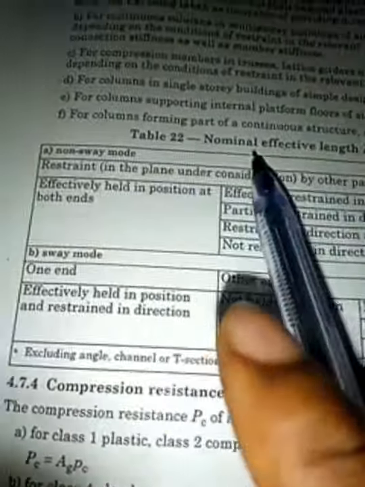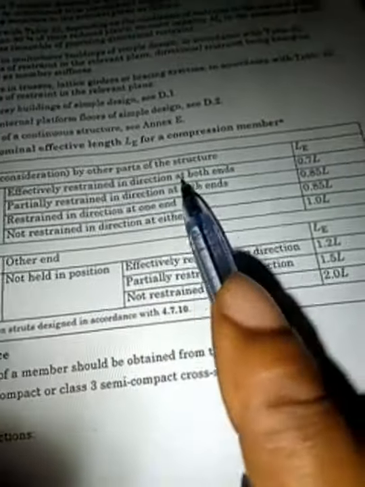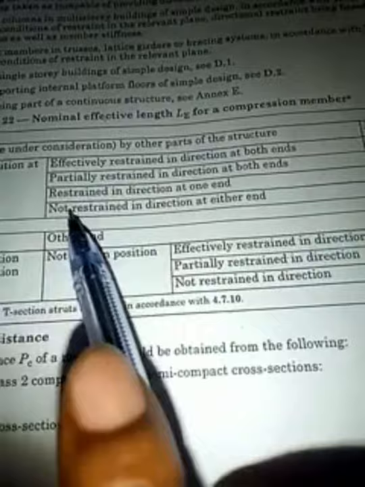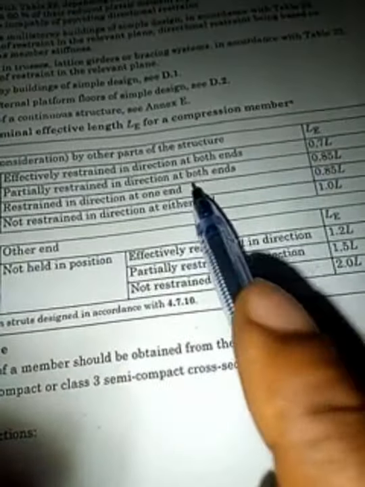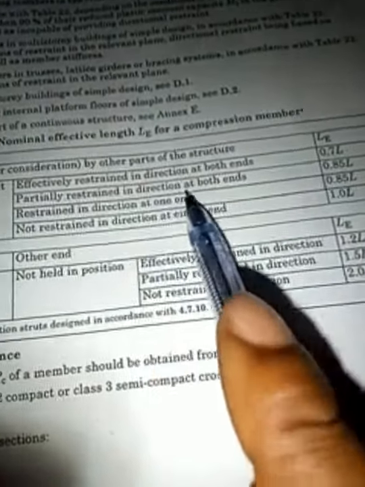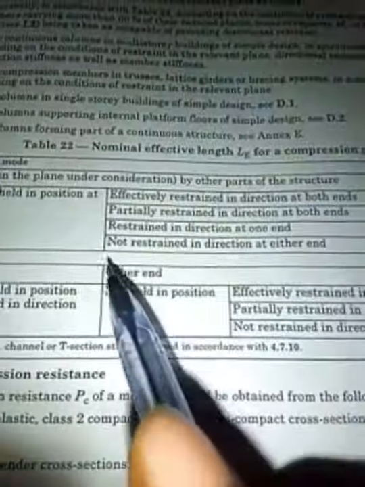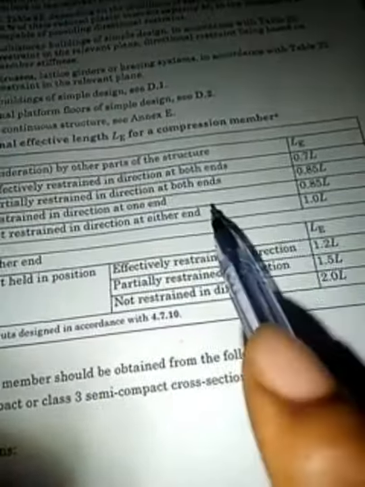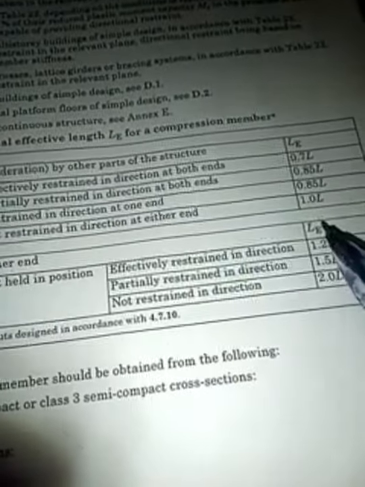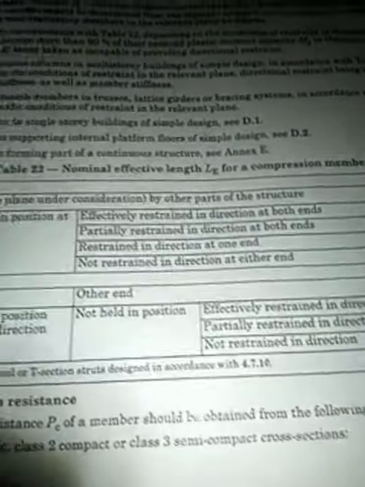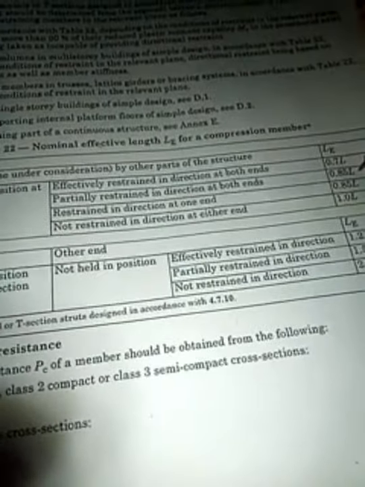So you can see the nominal effective length for a compression member. If it is effectively restrained in direction at both ends, it is 0.7 L. If it is partially restrained in direction at both ends, that's 0.85 L. If it is not restrained in direction, we use 1.0 L. Anyway, we are using 0.85 L for our effective length.